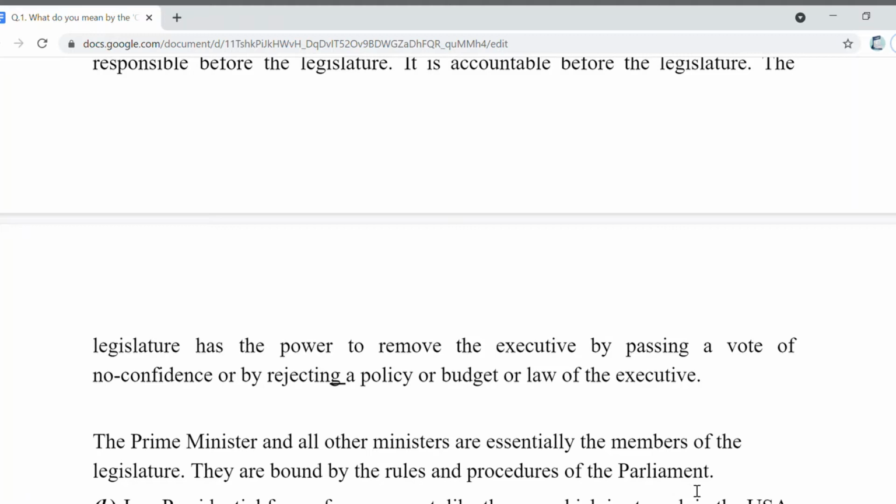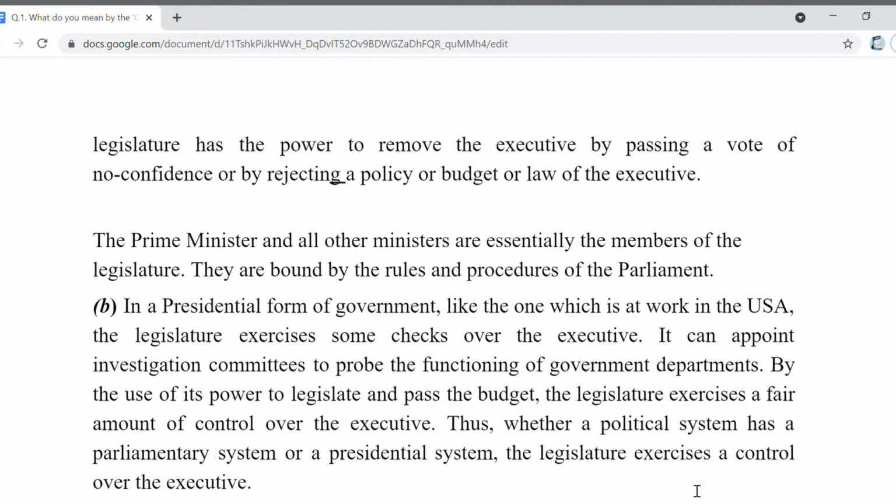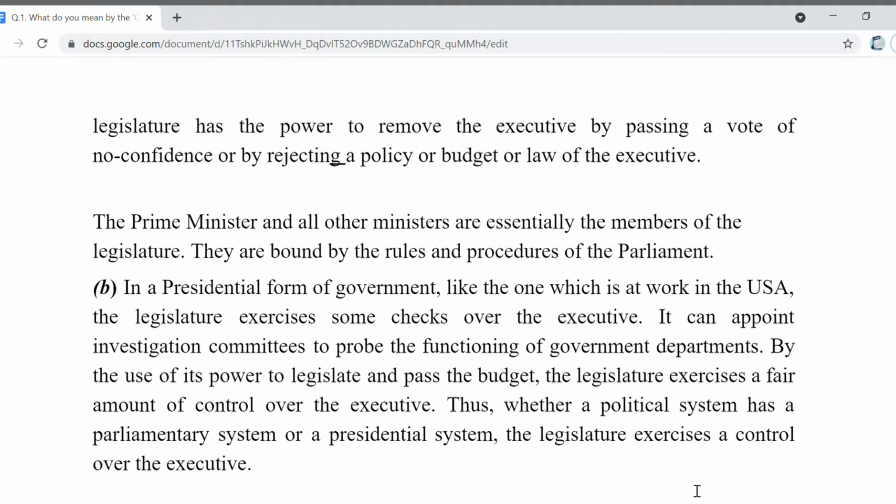So legislature के पास ये दो powers हैं कि वो reject भी कर सकते हैं policy और budget को, and they can even have a vote against the law of the executive. The Prime Minister and all other ministers are essentially the members of the legislature. They are bound by the rules and procedures of the parliament. तो ये दोनों essential members हैं legislature के.